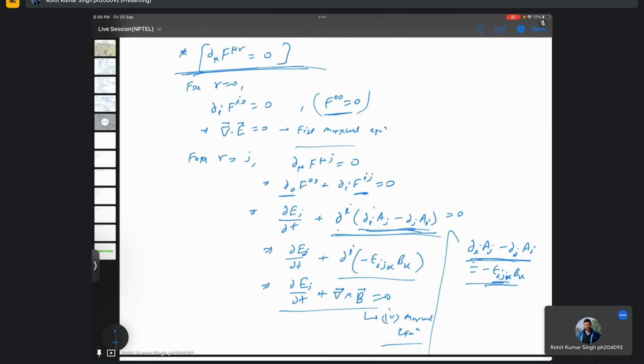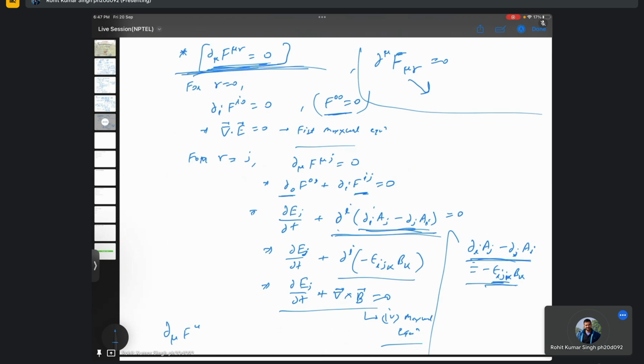Okay. To get the other two Maxwell equations, we have to use a covariant form of this field tensor, and then use the same equation. This will give you the other two equations. Okay, so I'm not going to do that. So this is the covariant form of the Maxwell equations that we wanted to have.